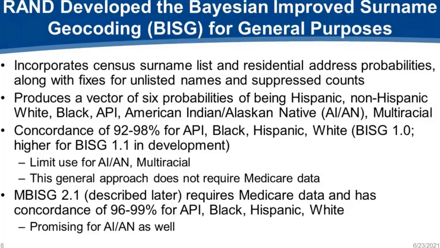And then there's a more specialized version, the Medicare BISG, that does require additional data. It requires Medicare administrative data, not just name and address, and it does better still by using that additional information for those 4 largest groups, and it's also showing promise for American Indian and Alaska Native beneficiaries as well. Next slide, please.